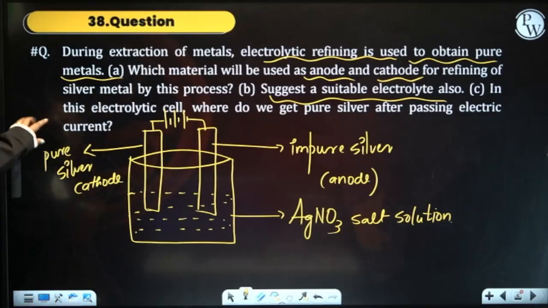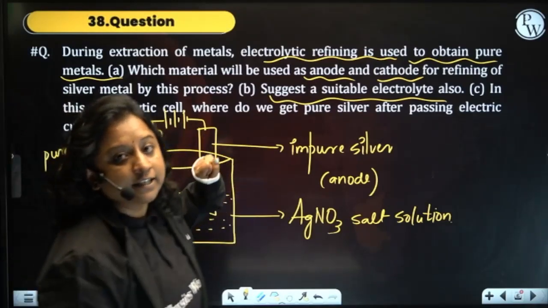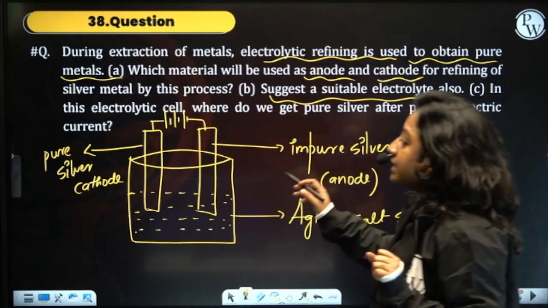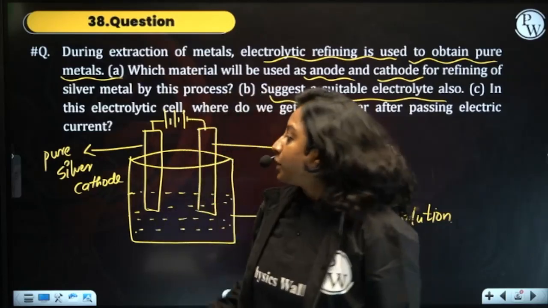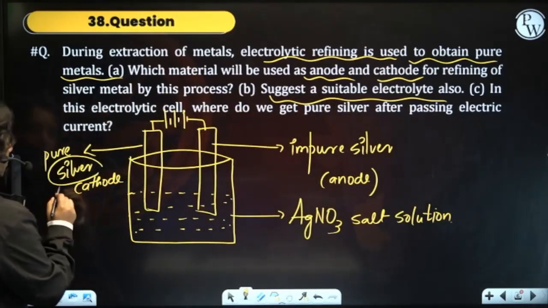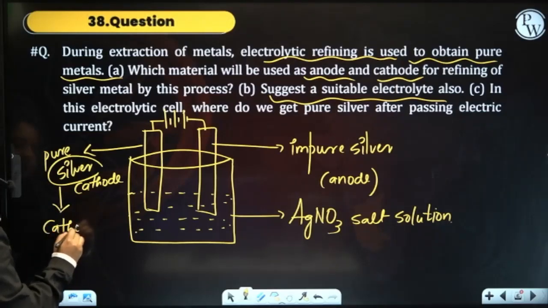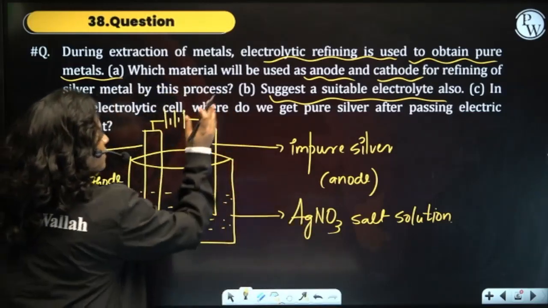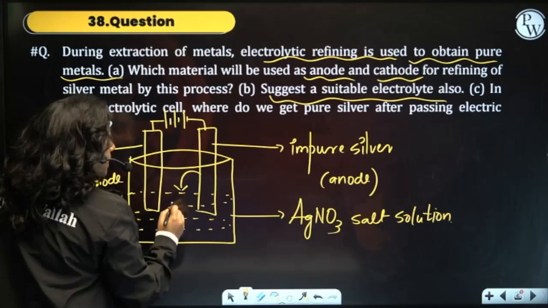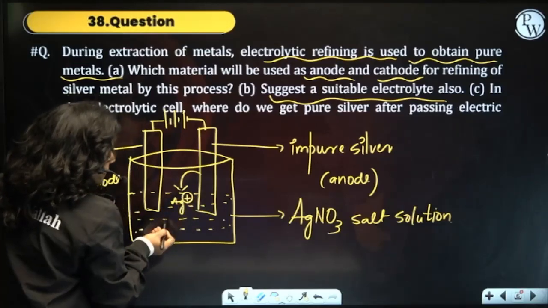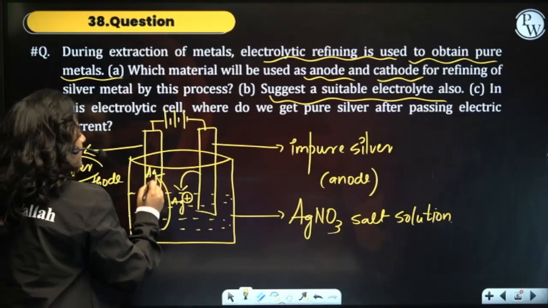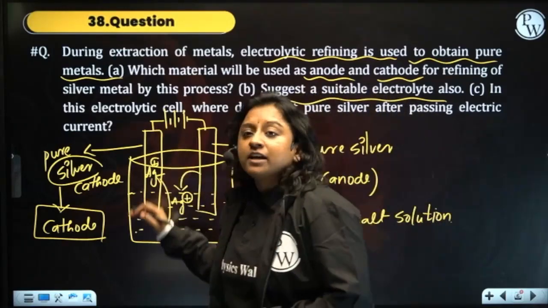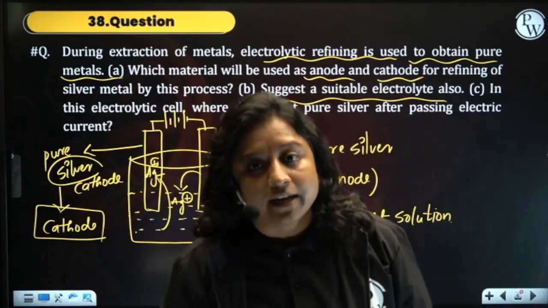Next they ask, in this electrolytic cell, if you consider this as an electrolytic cell, where do we get pure silver after passing electric current? Where should the pure silver get deposited? Obviously silver is the metal, it should deposit on the cathode. You have considered pure silver as the cathode. But what happens when you pass the current from impure silver? Ag plus ions will come to the solution. From the solution, all the Ag plus gets deposited on the cathode, right? Where do the Ag plus ions in the solution deposit? They deposit on the cathode. Understood?